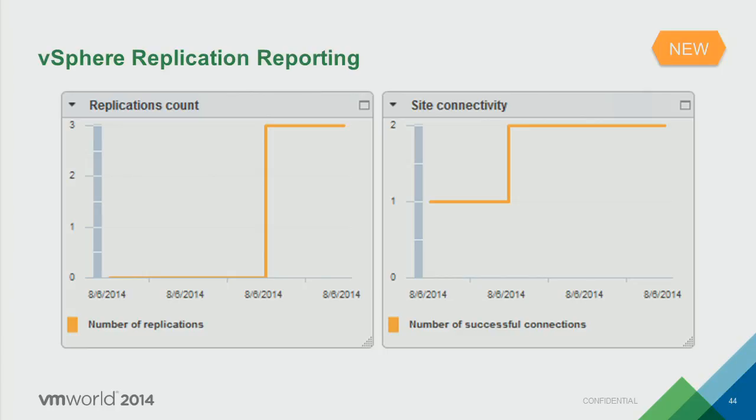Site connectivity, you can see on the right-hand side of the screen that I actually have a couple of VRS servers, so a couple of appliances that I'm replicating to, and connectivity is good there. I started with 1 and bumped it up to 2, and then you can see replication count. You can also see replication counts by host, so if you want to see which host is busier than others, that is in there as well.